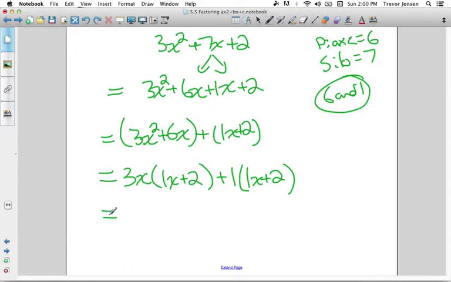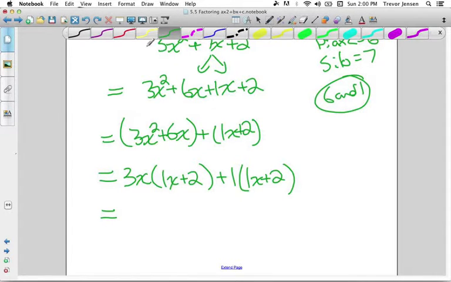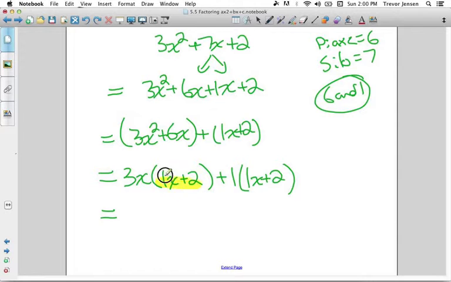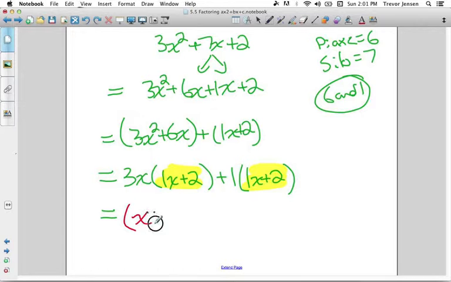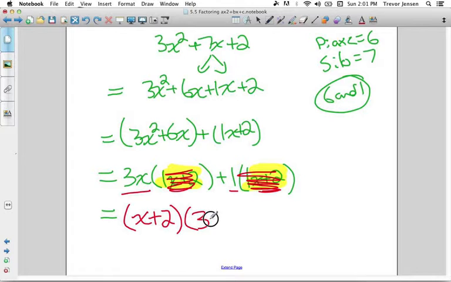So what I have now, you'll notice, once again, is a common binomial. Both of the terms have a 1x plus 2, so I can factor out that common binomial. I'm just going to write it as x plus 2, because 1 times x is just x. After I've factored these out, my second factor is just 3x plus 1. And now I'm done.